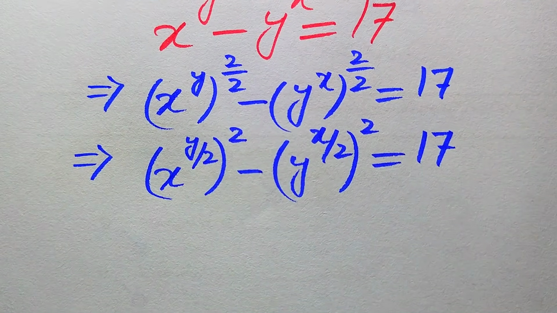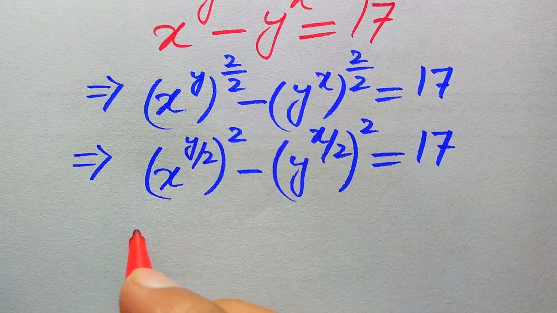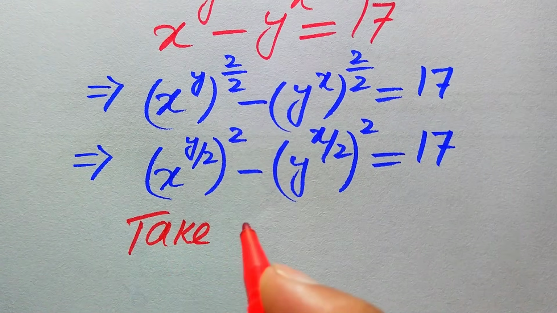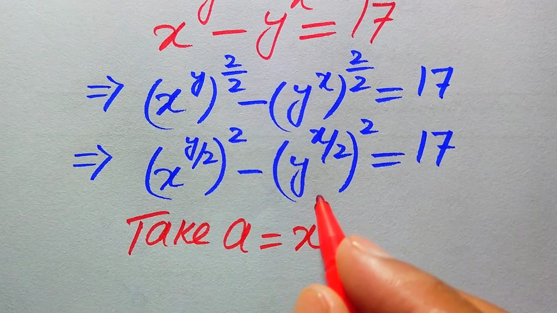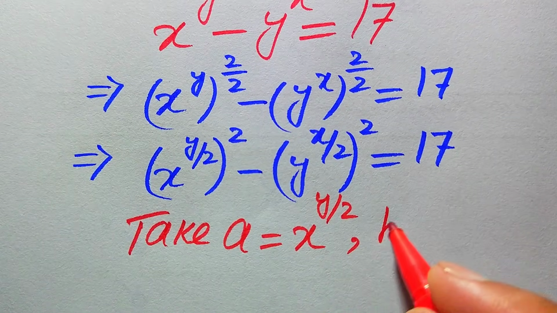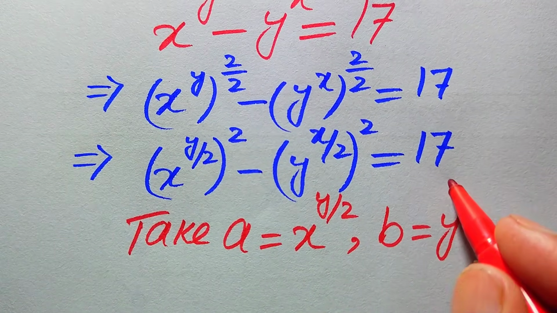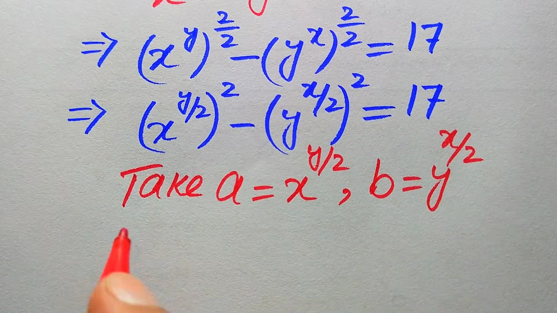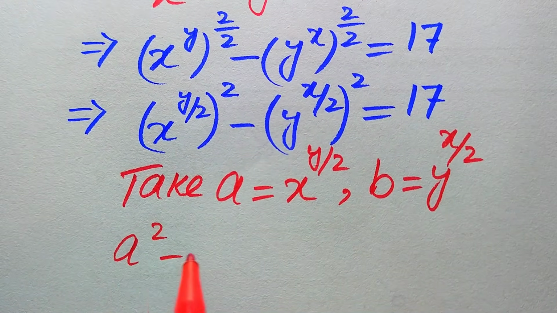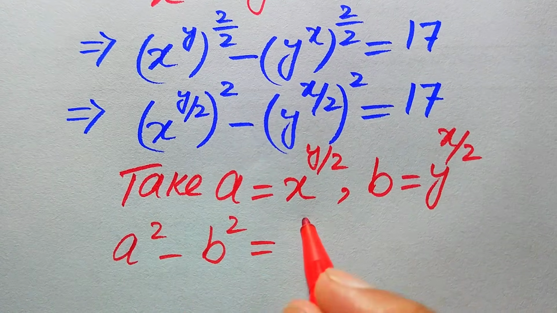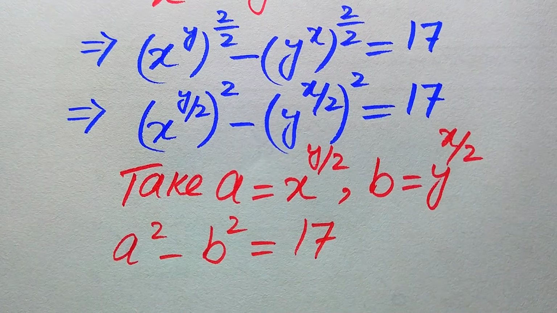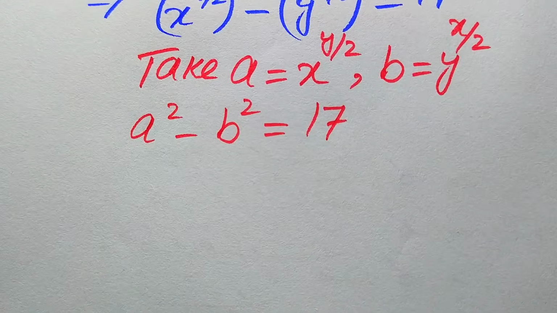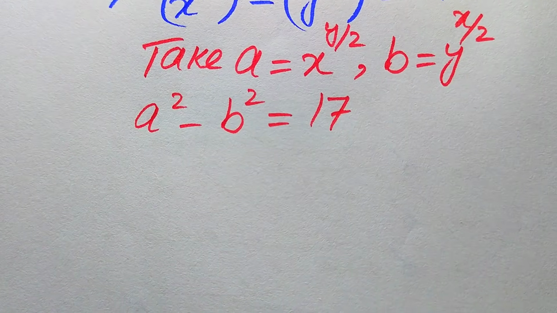And now here we convert this exponential equation into the simple quadratic of two variables form. So here we just take a is equal to x to the power of y over 2, and we take b is equal to y to the power of x over 2. So when we choose these two values, then our above equation is written as a square minus b square is equal to 17. So we need to solve this equation for the values of a and b.